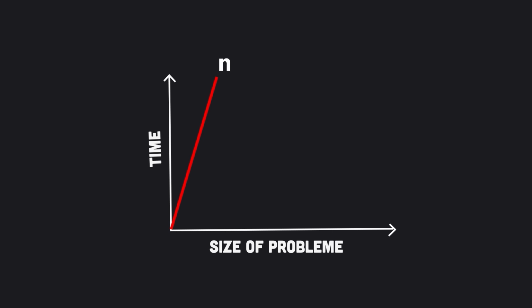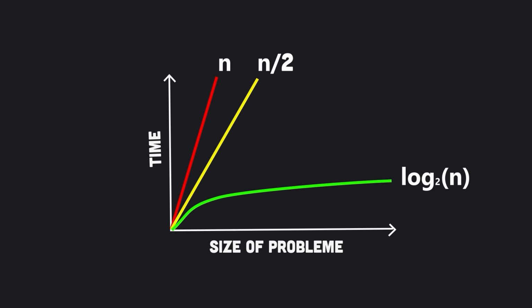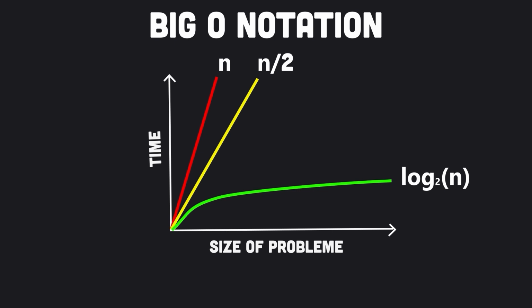One that cuts the problem in half is big O of n divided by 2. A very fast one is big O of log of n. This is called big O notation. It helps us predict how our code will perform as problems grow larger.